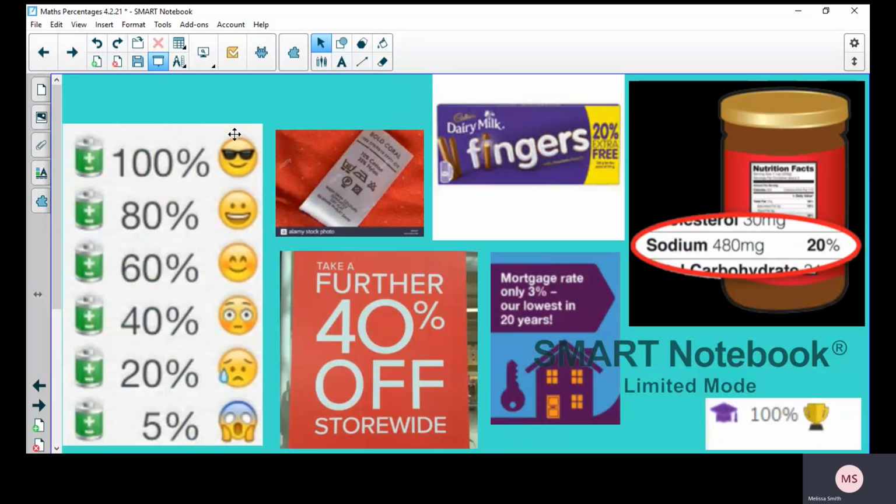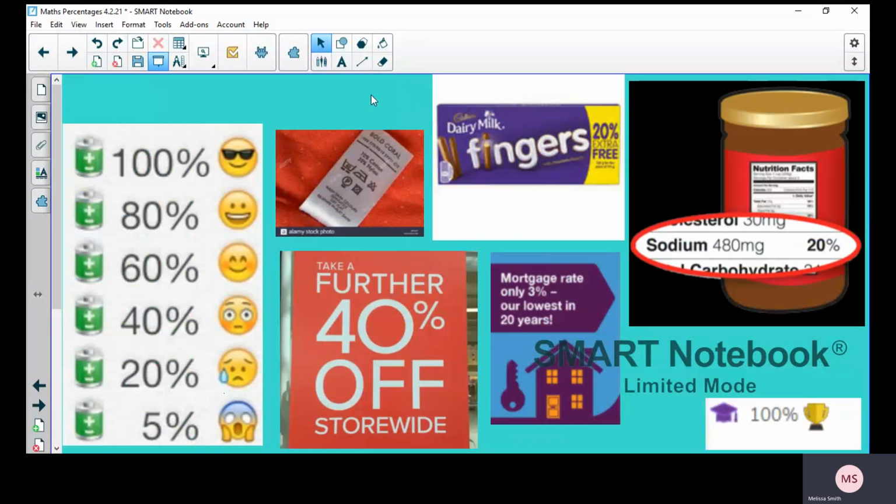But as you can see with these emojis here, as you go down the percentages, you start to think, oh, maybe I need to go and get my charger now. And by the time you only have 5% battery left, you know that your device is about to run out of charge. You might also see percentages on labels.